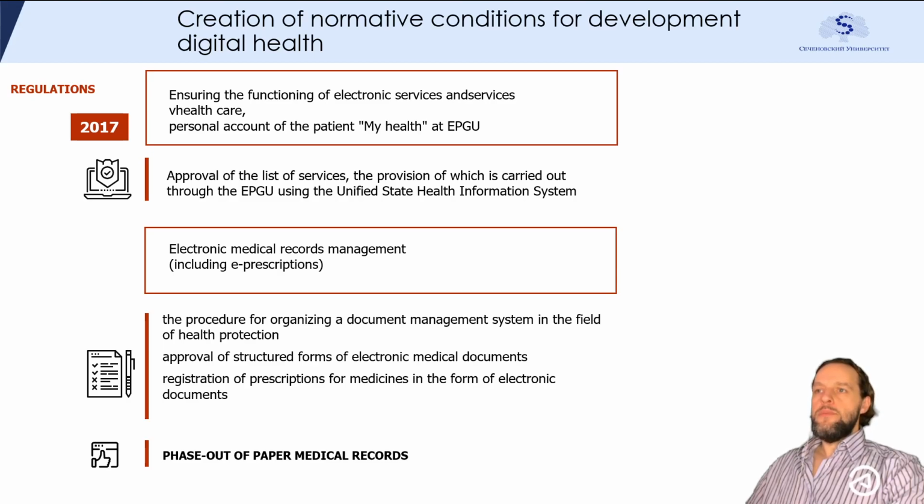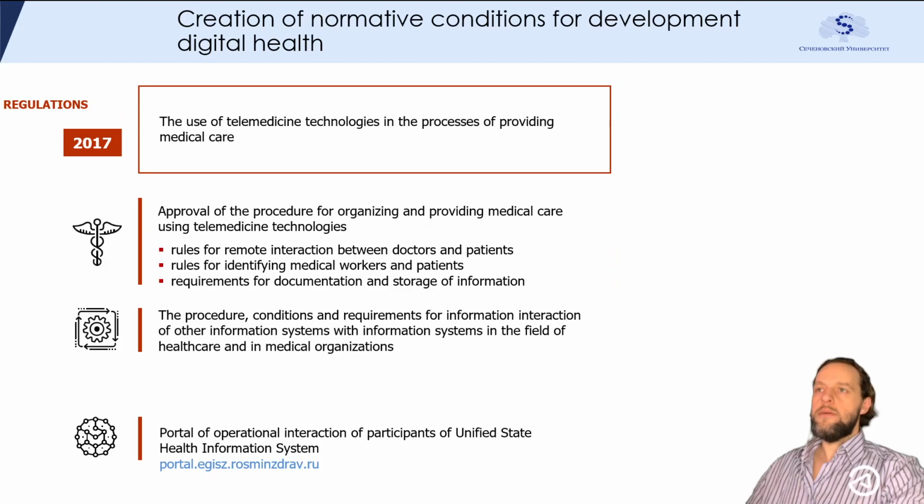Also, different approval processes for electronic forms were implemented and described in regulations, and this resulted in electronic workflow. So the system was able to reduce the number of paper-based documents and to pass to the electronic forms. In regulations, there are rules for remote interactions between doctors and patients, and regulations on how medical workers and patients could be identified, and requirements for document storage and exchange. All this was required to provide telemedical technologies.